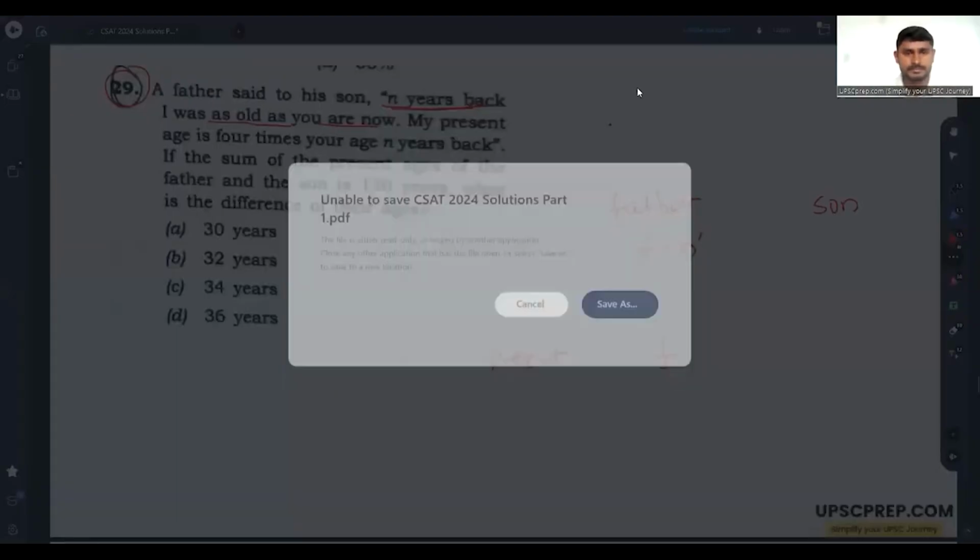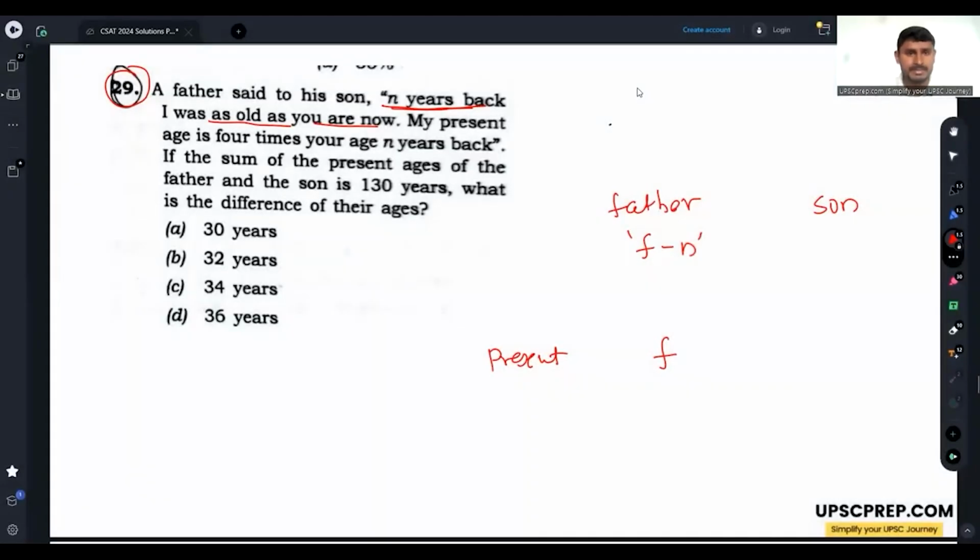Then, N years back, I was as old as you are now. So father ka age before N years, it will be F minus N. So that is the same age as son's present age, which will be F minus N, right? N years back, I was as old as you are now. My present age is 4 times your age N years back. Okay. So what will be the age of son N years back? It will be F minus N again, right? Because हमको N years back जाना है, so that will be F minus 2N.